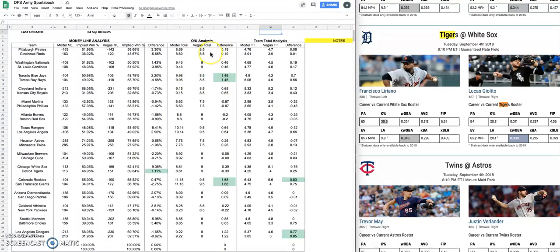When we're looking at the over-under analysis here, we're going to focus on the games that are in green. Vegas says Toronto and Tampa Bay are priced at 8.5. Over here, we're saying that the game should finish around 10 runs. It gives us a difference of almost 1.5. So this is the Vegas totals, and this is the model totals.